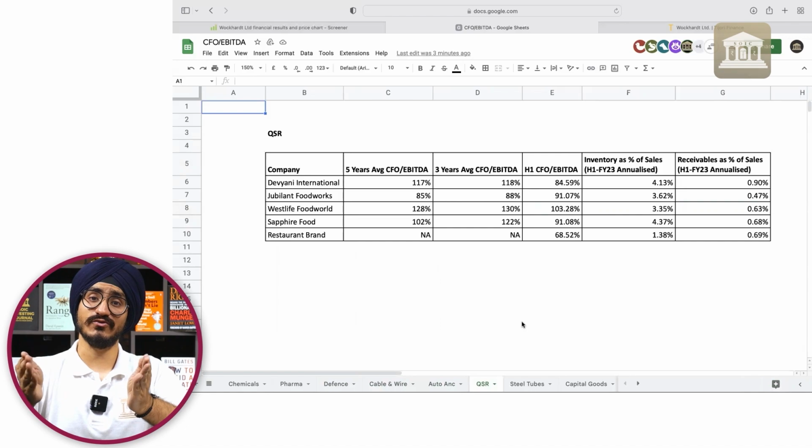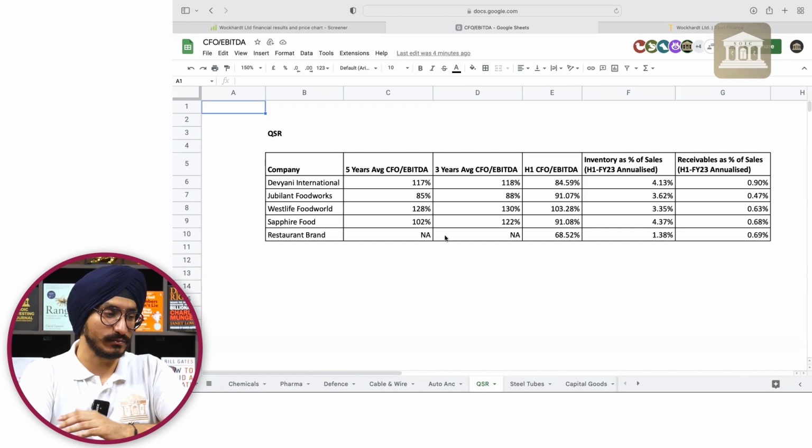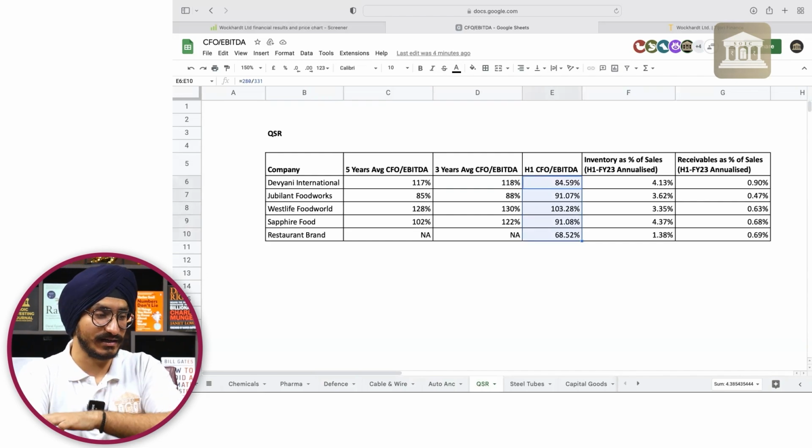QSR companies: suppose you go to eat a burger, will you pay money after 2-3 months? No. You will pay money then and there at the time of purchasing the burger. If you look at CFO to EBITDA in this sector, it is on average above 70%.